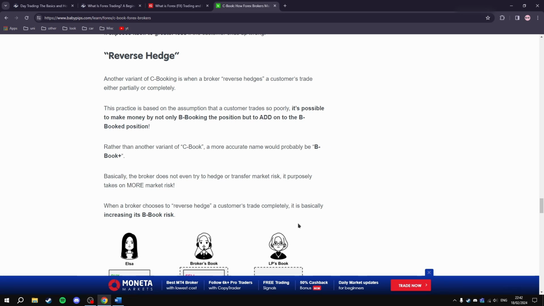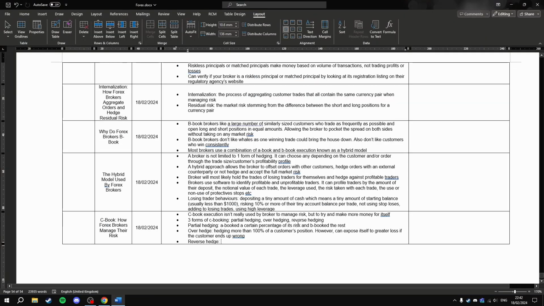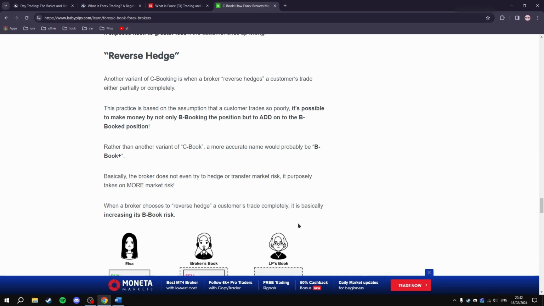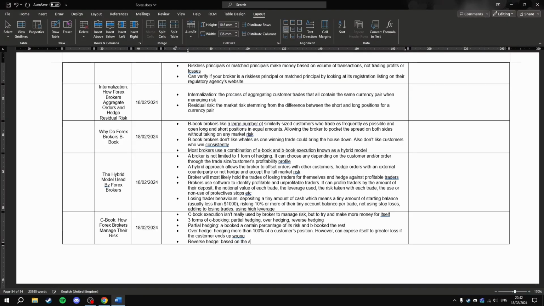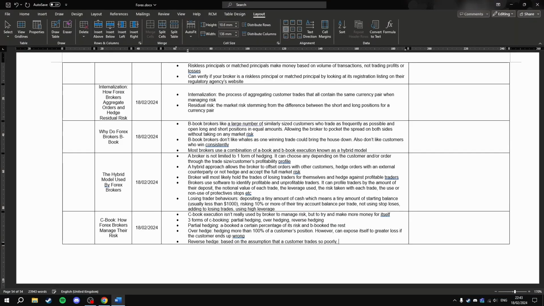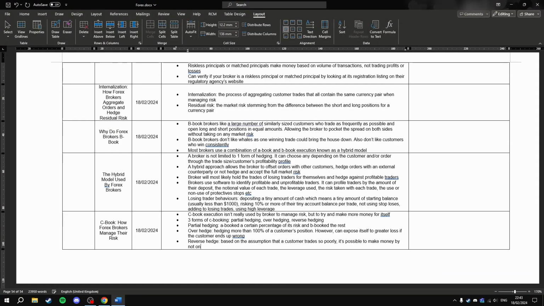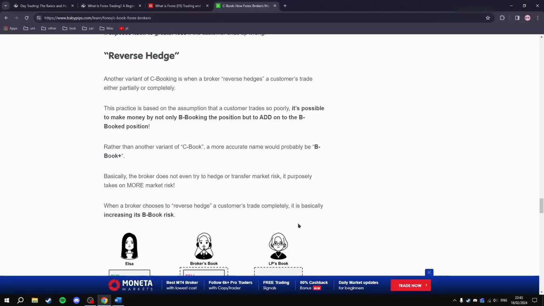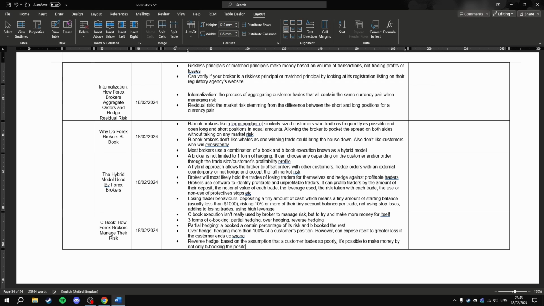Reverse hedges are either partially complete this practice on this mention. Based on the assumption that a customer trades so poorly it's possible to make money by not only B-booking the position, but to add onto the B booked position.